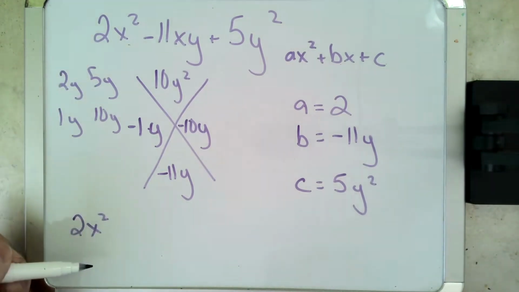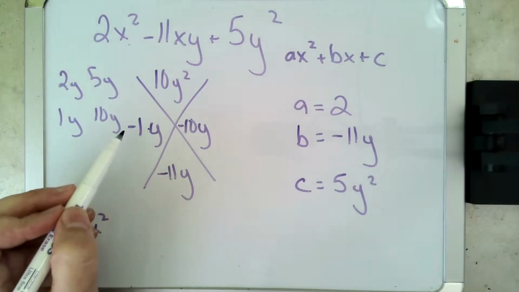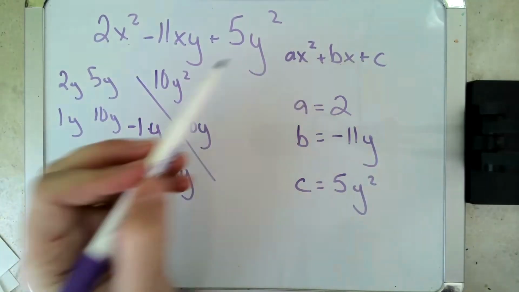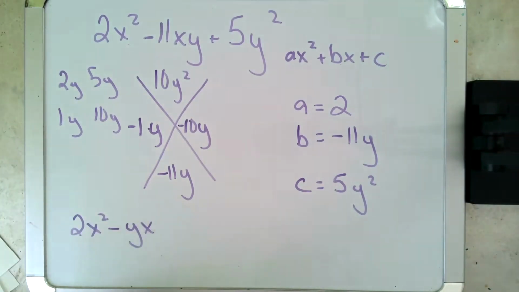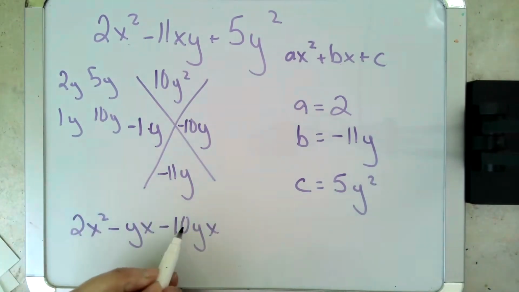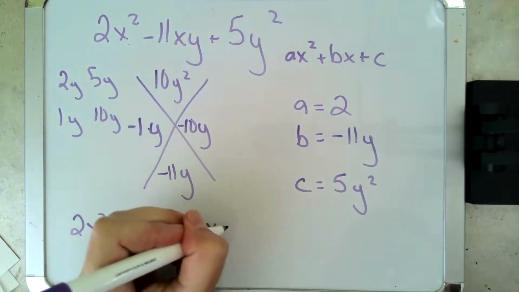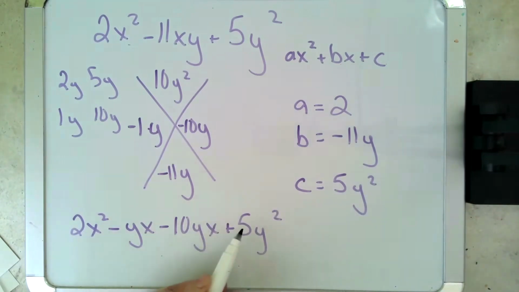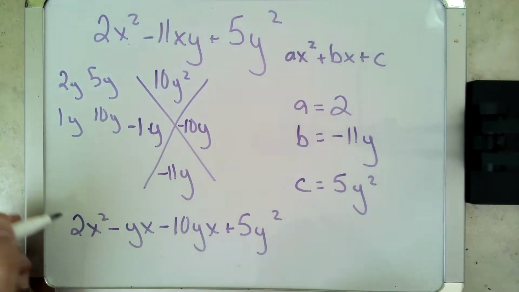2x squared, my first term. My second term, now don't forget, this is the coefficient of x. So that's minus y times x. And then I do it again. Minus 10y times x. And then my lasts is plus 5y squared. First, outsides, insides, lasts. Okay, now I'm going to factor by grouping.